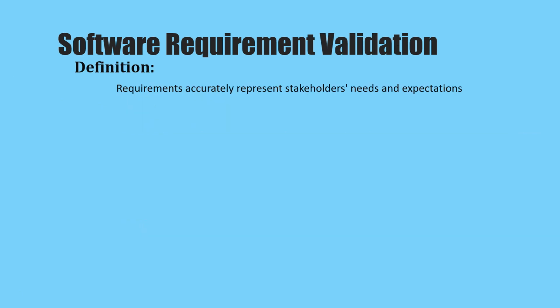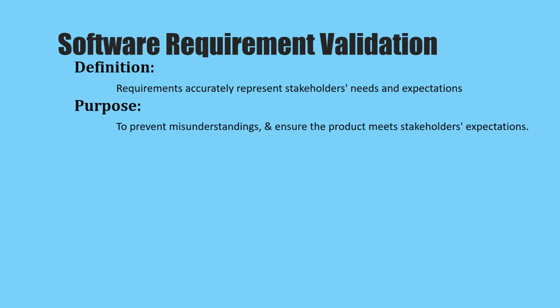Software requirement validation. Software requirement validation ensures that the documented requirements accurately represent stakeholders' needs and expectations. It involves reviewing, testing, and verifying requirements to ensure their correctness, completeness, and consistency.